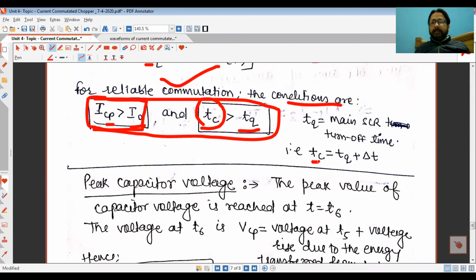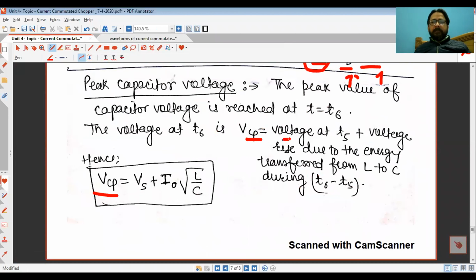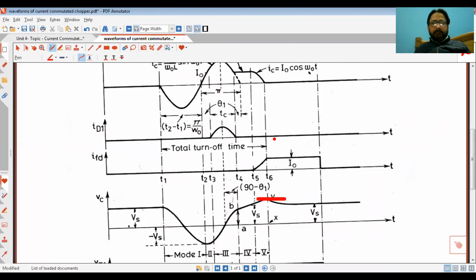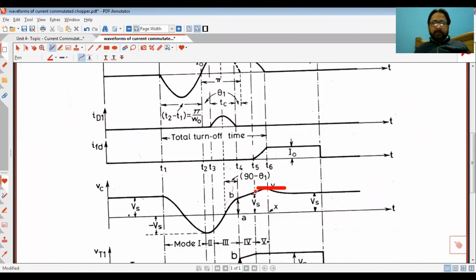So let us say that TC, the circuit commutation time, is equal to TQ plus delta T, where TQ is the main SCR turn off time. So that means the circuit turn off time is slightly greater than the SCR turn off time, right? Now this peak value of the capacitor voltage is given by VCP. VCP is equal to the voltage at T5. So let us see, what is the voltage at T5?